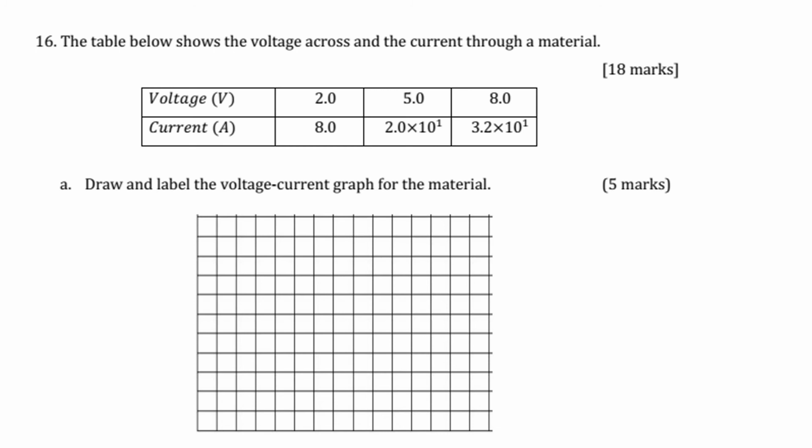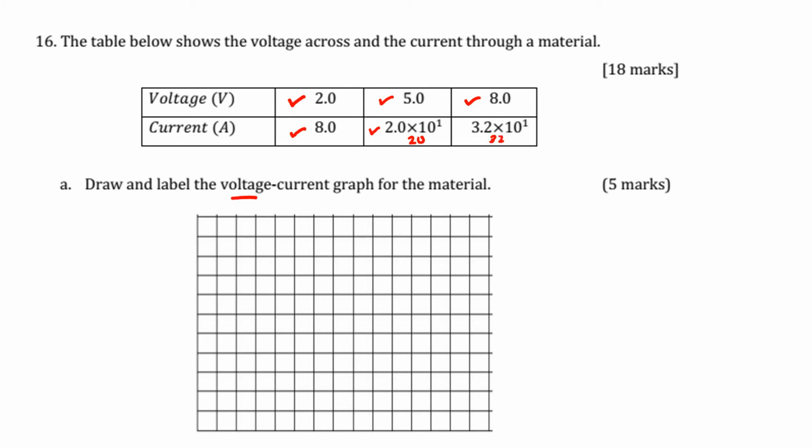The table below shows the voltage across and the current through a material. So we have here the table. When the voltage is 2.0, current is 8.0. When the voltage is 5.0, current is 2.0 times 10 to the power of 1, so that's just the same as 20 ampere. When the voltage is 8.0, current is 3.2 times 10 to the power of 1, or simply 32 amperes.